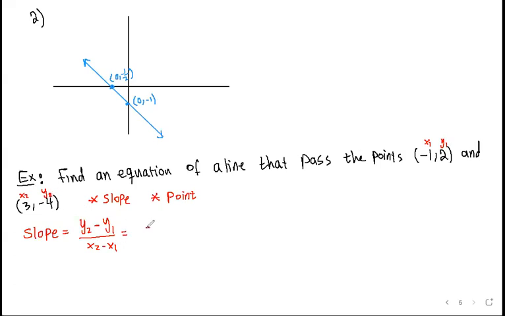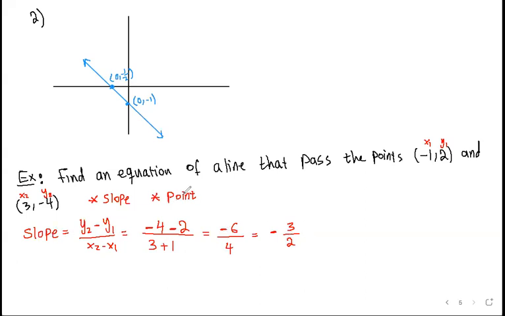y2 is minus 4 minus 2 over x2, which is 3, and x1 is minus 1. So minus minus 1 is plus 1. I get minus 6 over 4. I simplify, dividing both numerator and denominator by 2, which gives me minus 3 over 2. So I get the slope.